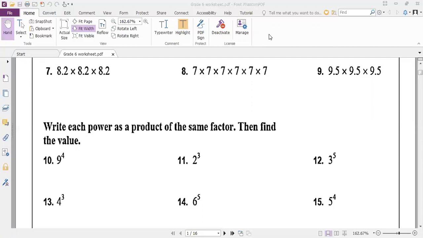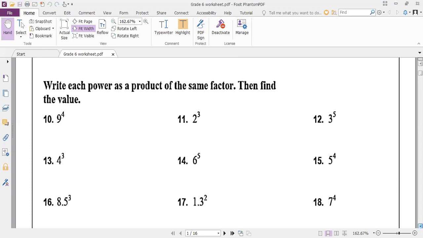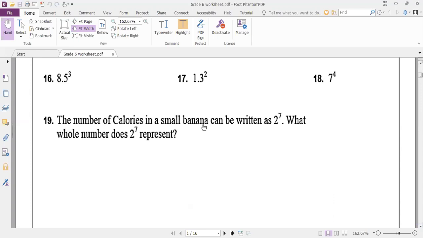The next one, number 14, 6 power 5, 6 raised to power 5. Excellent, excellent, Muhammad. Amazing student, you are amazing. Here, 5 power 4. How many times do I write 5 here, Muhammad? 4 times. Okay. Thank you, Muhammad.